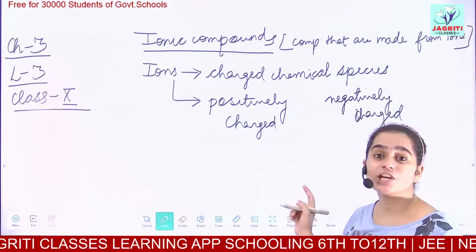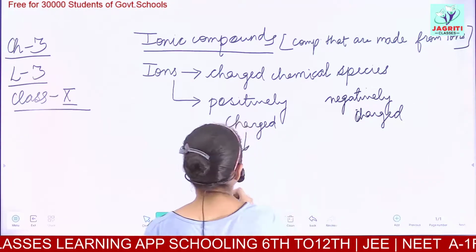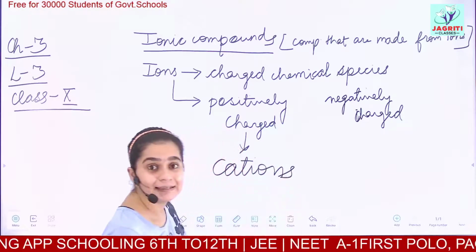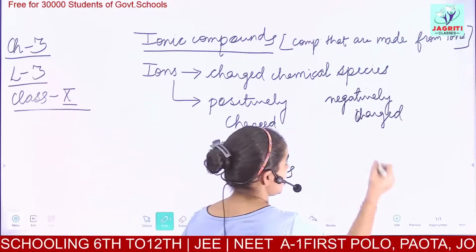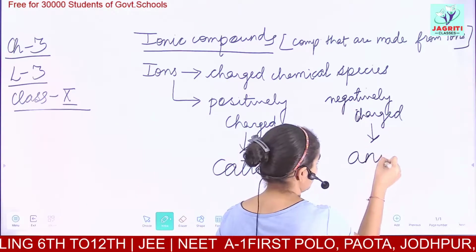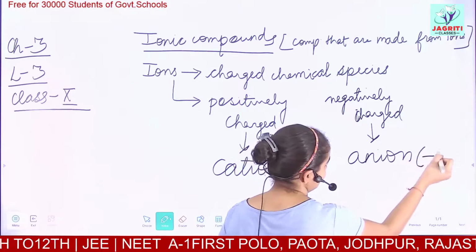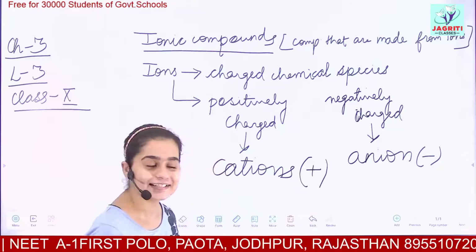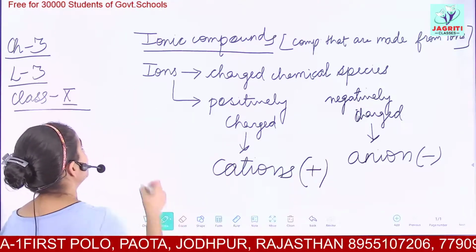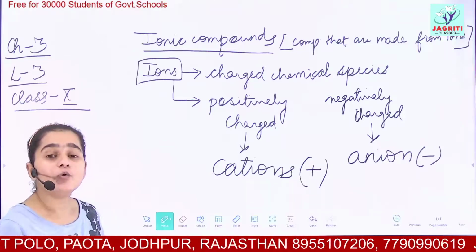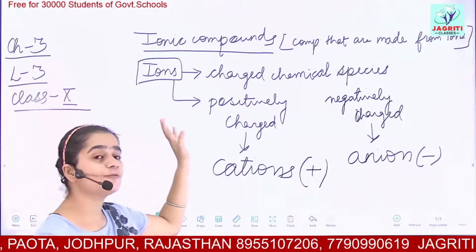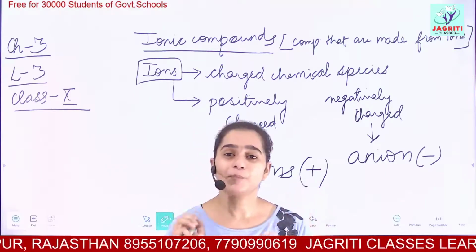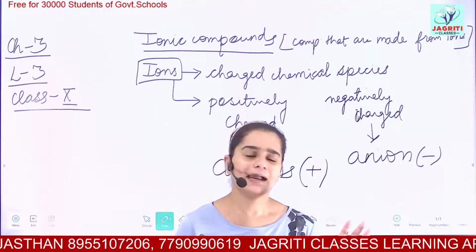The positively charged ions are called cations. Okay? And the negatively charged ions are what? Anions. So this is what we mean by the term ions. Now what we have to study are the properties of ionic compounds, that is their physical nature, their solubility, melting point, boiling point, electrical conductivity and some others.